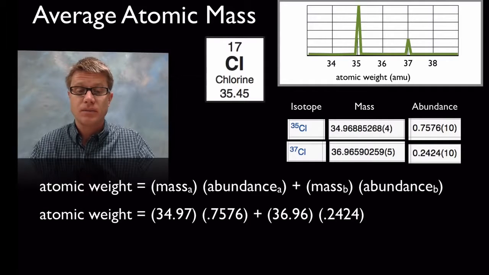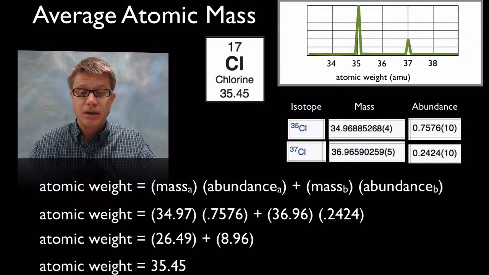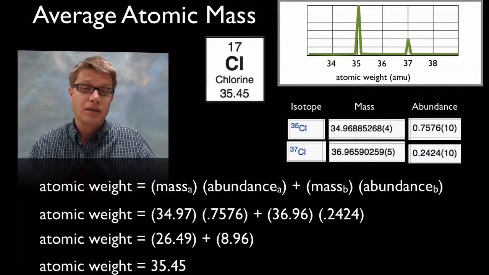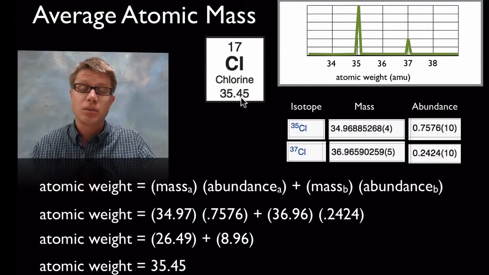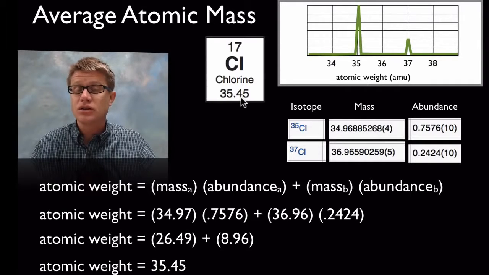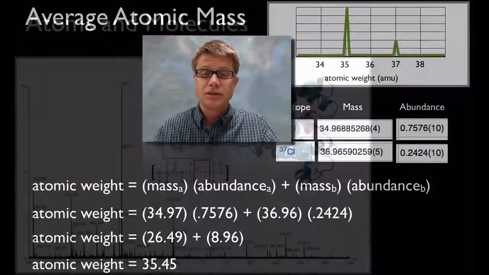So let's throw in the values here. So we've got mass A, which is going to be 34.97. And we're going to take that times its abundance, which is around 75%. We then take the other isotope, which is chlorine 37, and times its abundance. And what we get is 35.45. And that's what's going to be on the periodic table. And so when you're looking at those values on the periodic table, what you're looking at is the average atomic mass. And they figured that out by looking at the natural abundance.